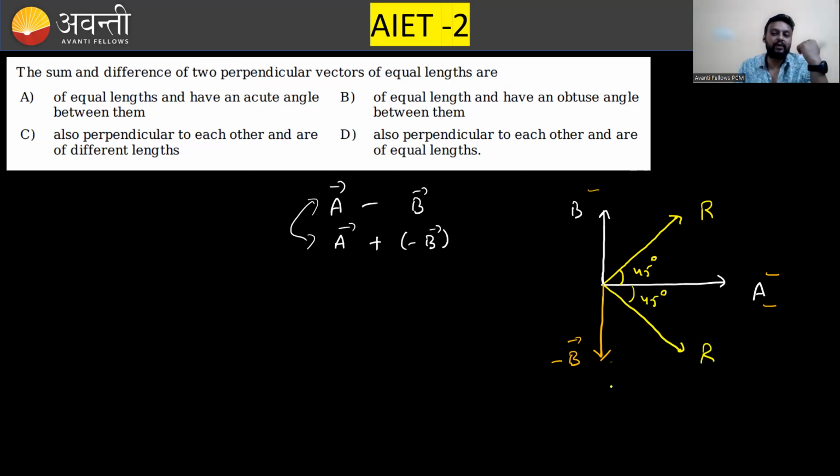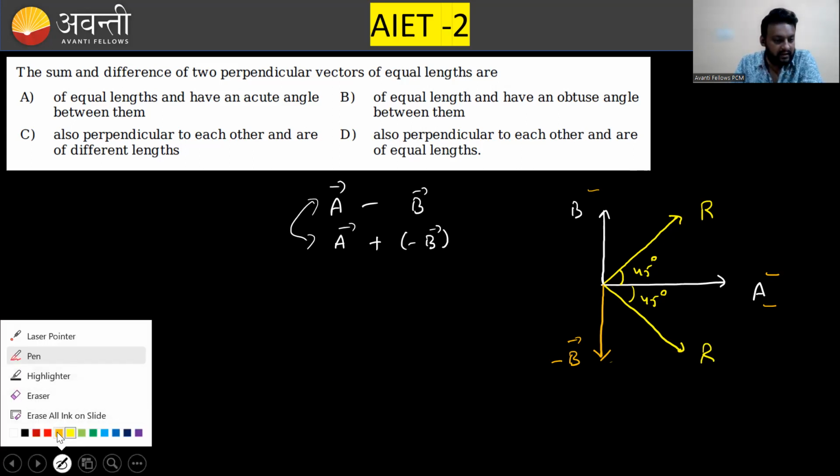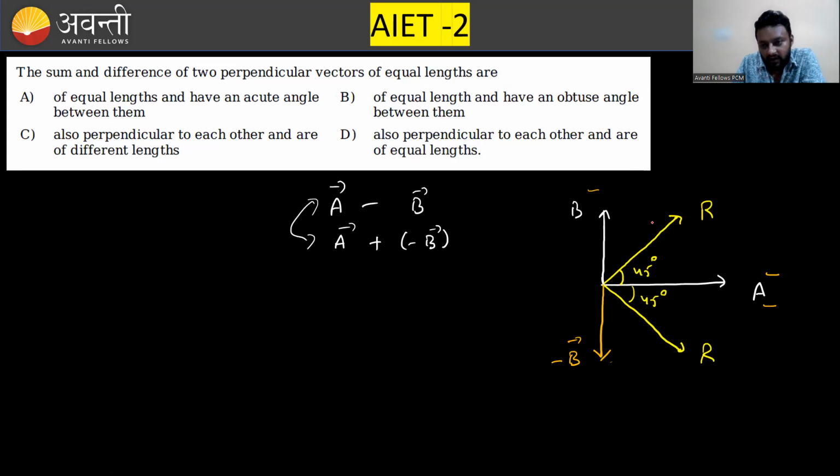And you know from the previous question that the resultant of two same vectors will remain the same until and unless the angle between them is changed. Until the total angle between them is changed, the magnitude of the resultant will remain the same. That means the resultant of A and B, and the resultant of A and minus B, will be the same. So one thing is clear, that the resultants will be of equal length.